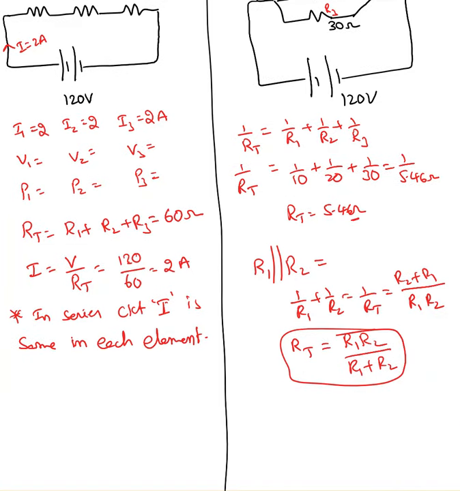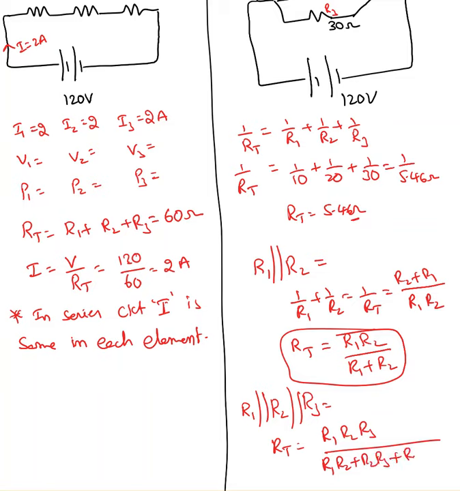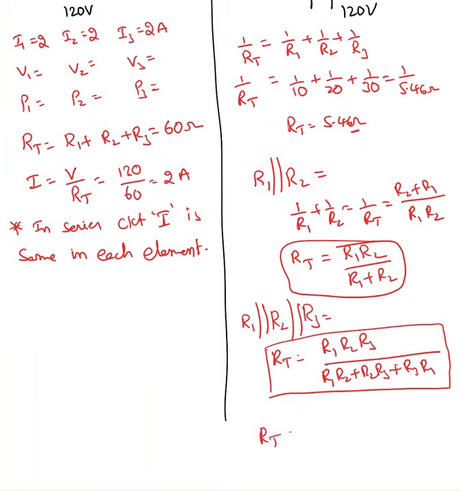Now, if three resistors are in parallel, R1 parallel with R2 parallel with R3, then R total equals R1 times R2 times R3 over R1 R2 plus R2 R3 plus R3 R1. This is the formula when three resistors are in parallel. I saw students writing R total by multiplying in the numerator and adding them in the denominator, which is wrong. Two resistors in parallel, use this formula. Three resistors in parallel, use this formula.